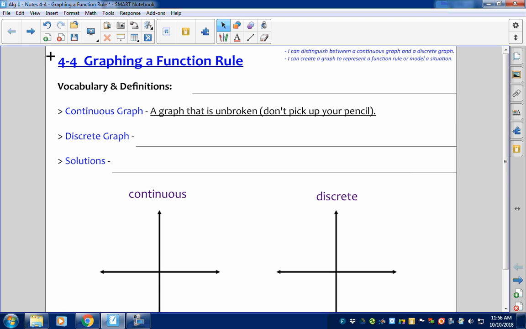Most of our graphs will be of the continuous type. Continuous means unbroken. A graph that's unbroken like this.